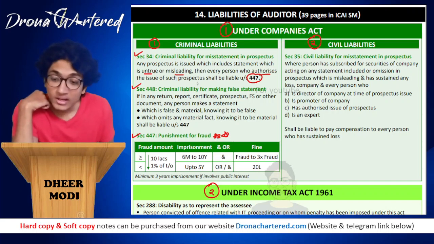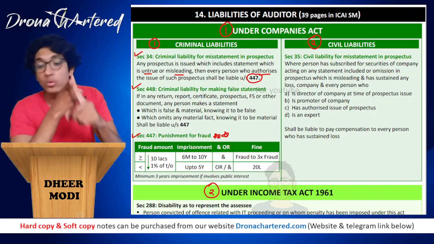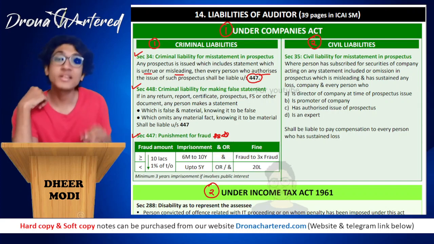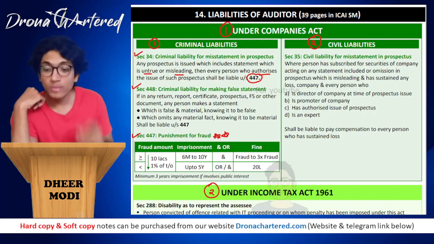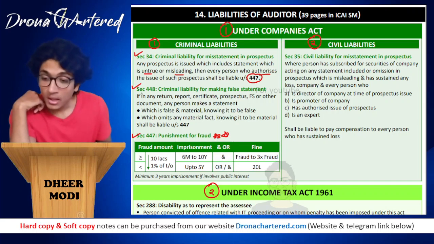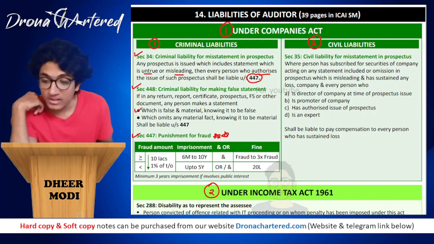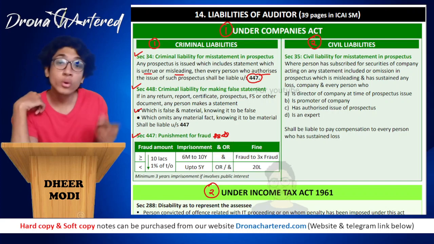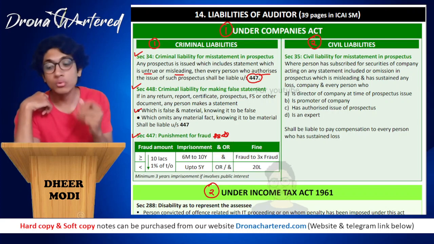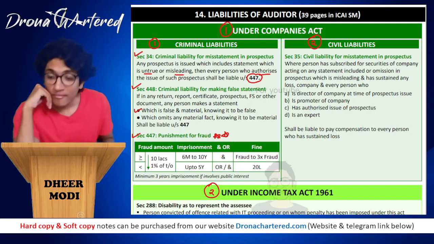Okay, next is section 448. Section 448 talks about criminal liability for making false statements. Section 34 was about any misstatement in your prospectus. Now section 448 is about criminal liability for making any false statement. So if in any return, report, certificate, prospectus, financial statements or other document, any person makes a statement which is false and material, knowing it to be false. If it is by mistake, it is okay. But if they know it is false and they still put this statement, then you will be liable under section 448.